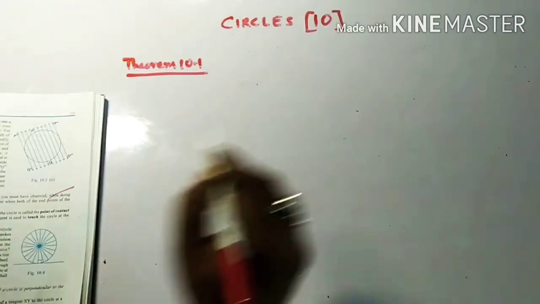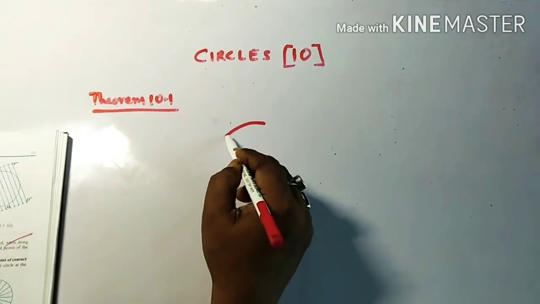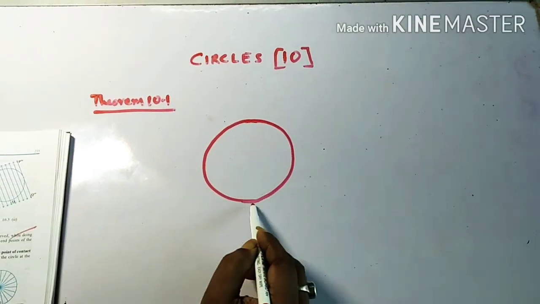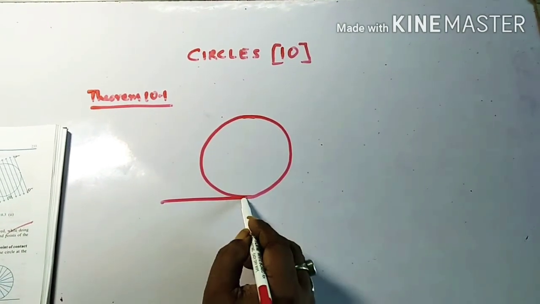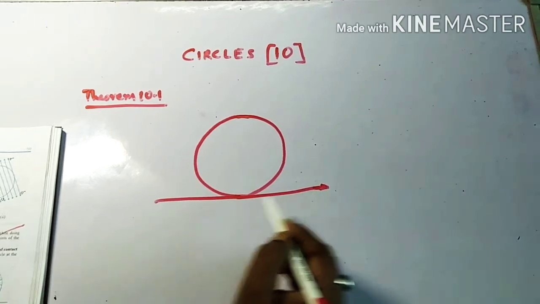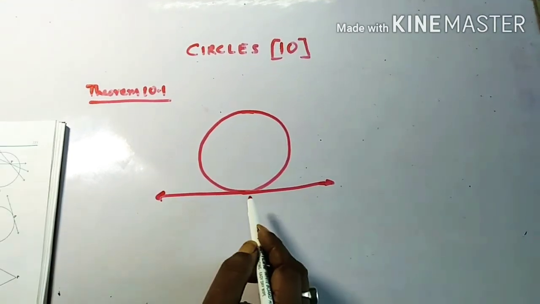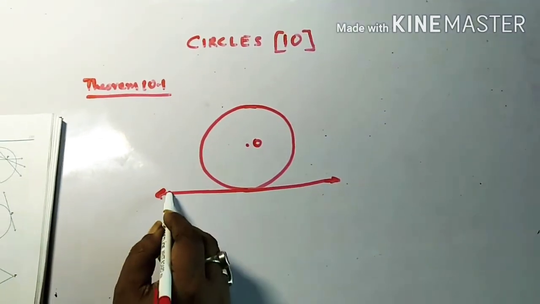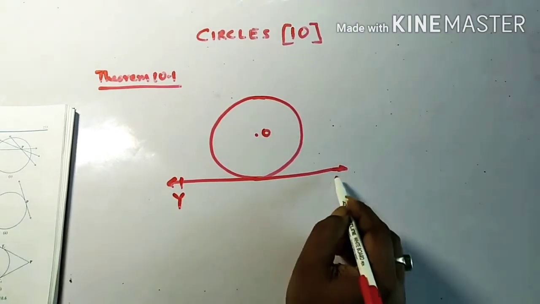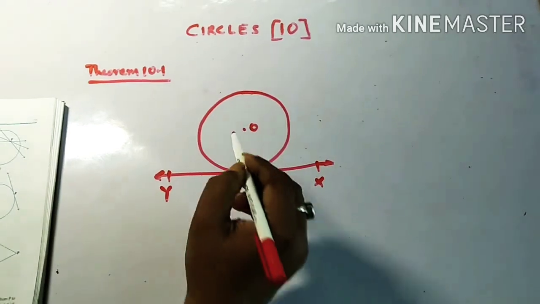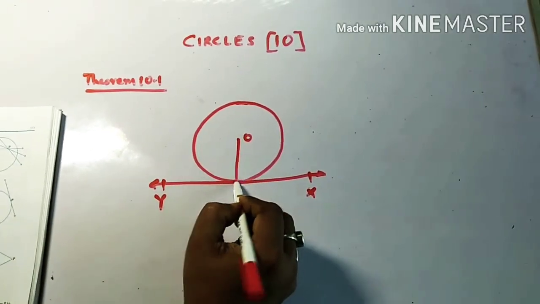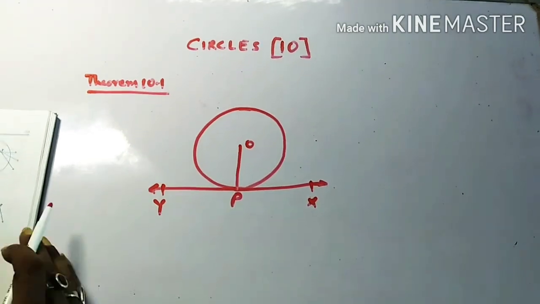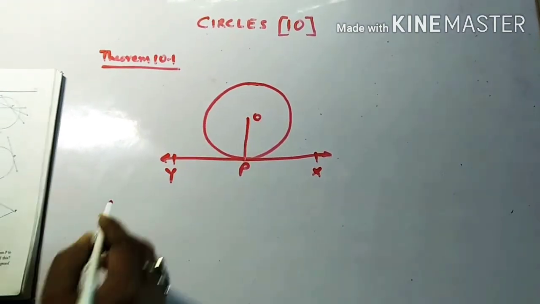Here, this is the circle. And here, this is the tangent. And this is the center of the circle. Y, X. This is the point of contact P. Now, what is given to you?